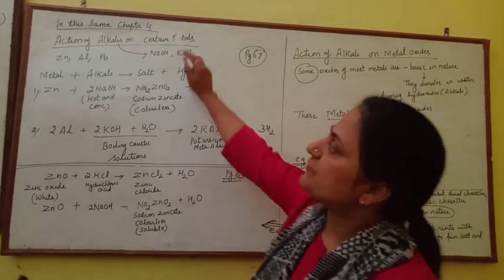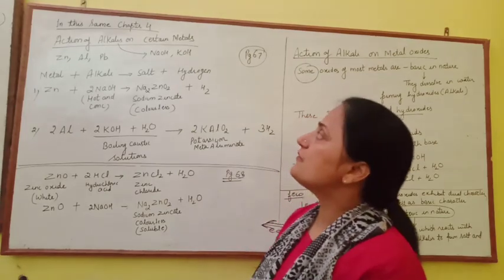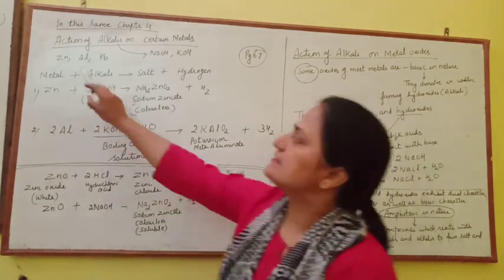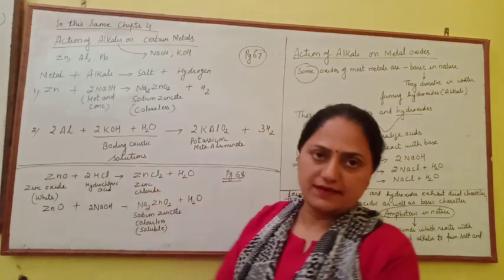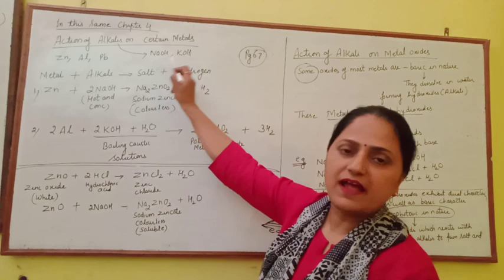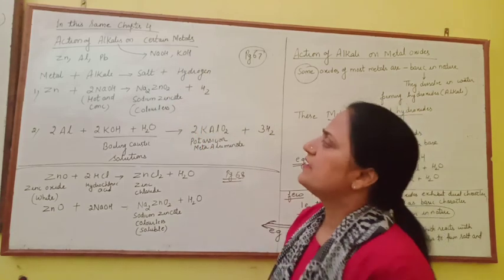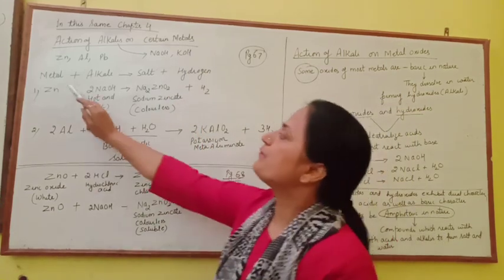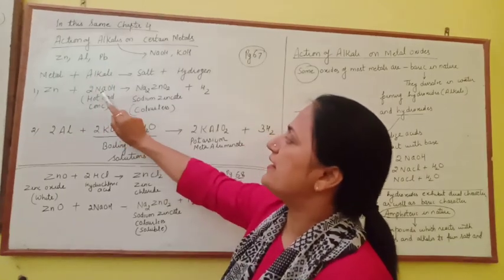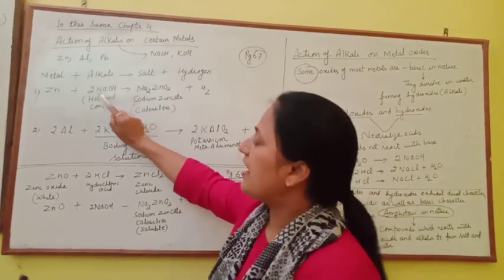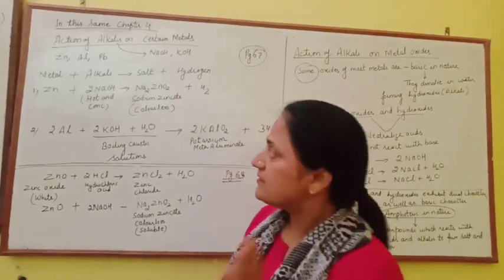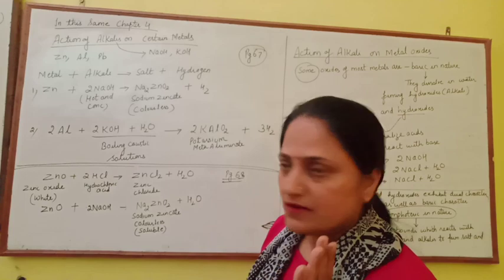In this same chapter 4, now we will do action of alkalis on certain metals. Which metals are we going to take? Zinc, aluminium and lead. And the alkalis we are going to add are sodium hydroxide and potassium hydroxide. So let me show you the example. We are taking metal zinc and the alkali we are going to add is sodium hydroxide, and it is hot and concentrated. Make sure this alkali is hot and concentrated.